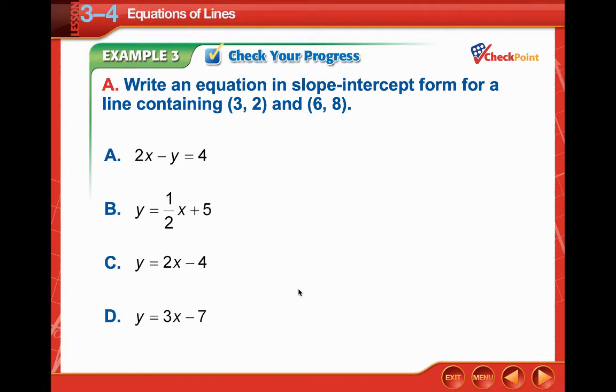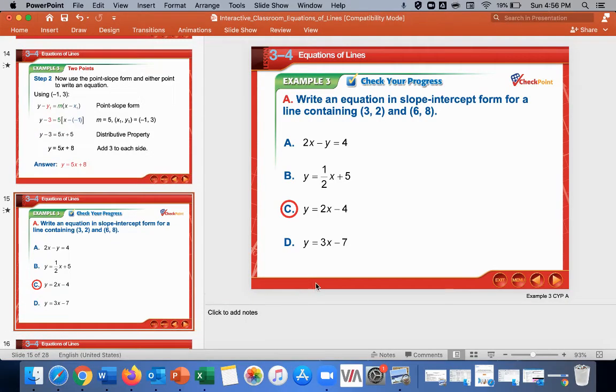Okay, hopefully you were able to solve this problem on your own. There's the answer, y equals 2x minus 4. You guys are probably like, Mr. Selby, how did you figure that out? Well, luckily for you guys, Mr. Selby wrote down how he figured it out.